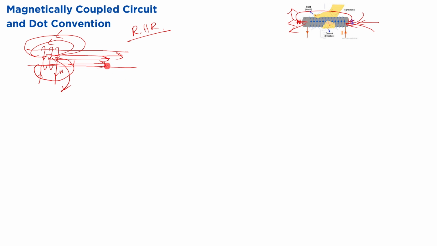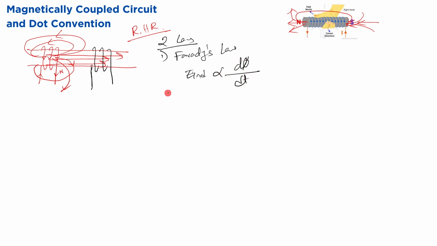Okay, now let's take another coil beside the first coil. Okay, like this. And what will happen now? We have two laws for the explanation. The first one is Faraday's law. We have studied it previously. Faraday's law says there will be an induced EMF there, and the induced EMF will be proportional to the rate of the change of the flux.